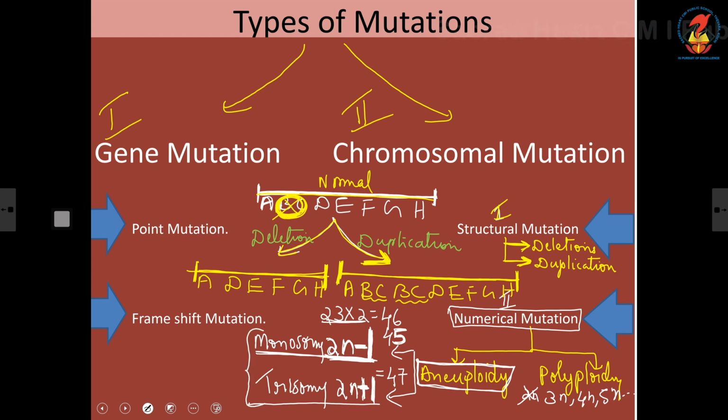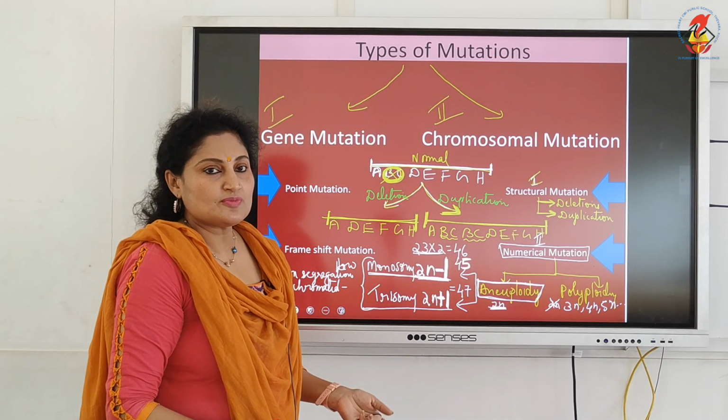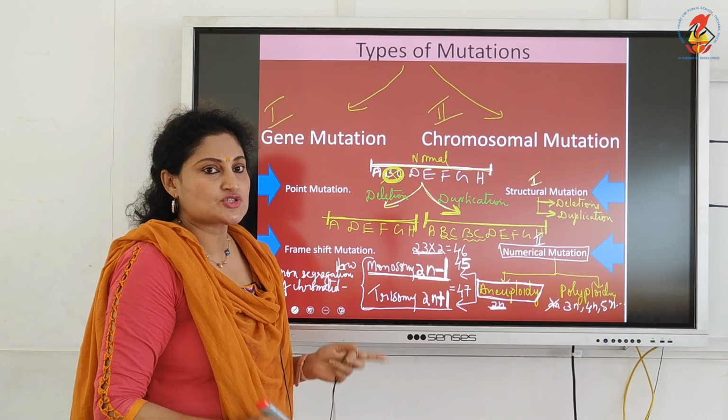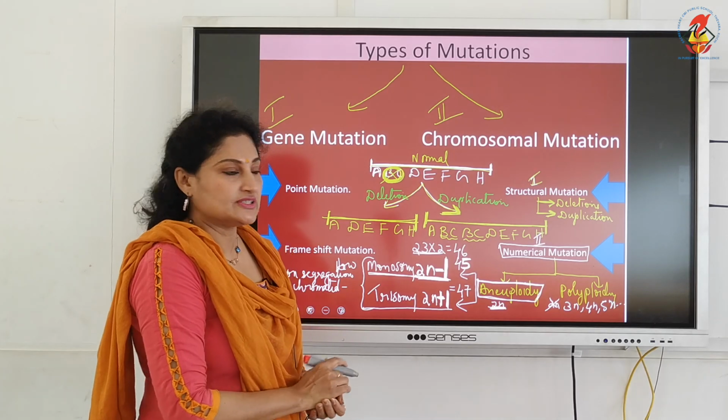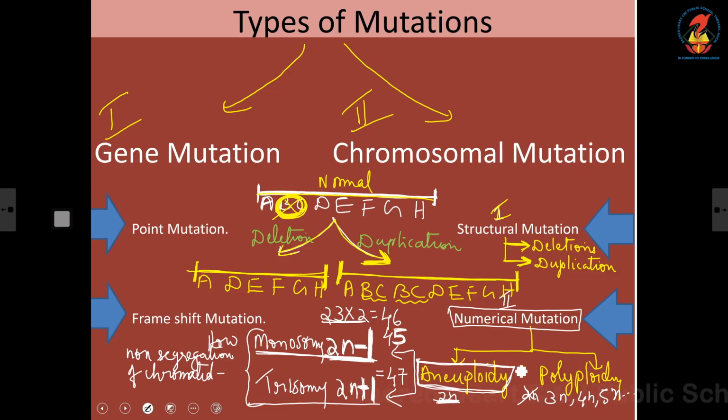What is the reason for this, or what is the cause, how is it caused? This is due to the non-segregation of chromatids at the time of cell division. Clear? So the normal case should be 2n, but it deviated from the normal. There is a gain of a chromosome or lacking of a chromosome. So it is represented as 2n plus 1, then it is called trisomy. 2n minus 1 is called monosomy. So here remember, it is the change in the chromosome number.